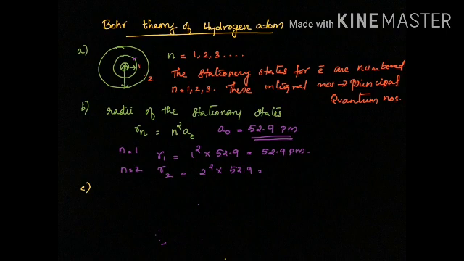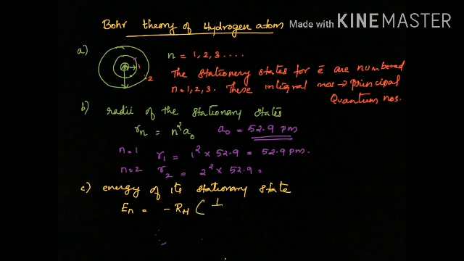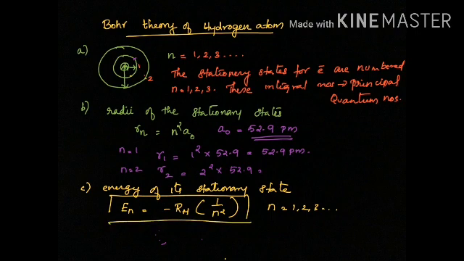So let us check the next point in Bohr's theory of hydrogen atom. The next point is related to the energy of its stationary states. We can measure the energy of each stationary state. We know that the orbit which is closer to the nucleus will have lower energy. When it is going away from the nucleus, the energy will be increasing. We can express the energy of the stationary state by using an equation: En is equal to minus RH into 1 by n square, where n has a value 1, 2, 3, etc.